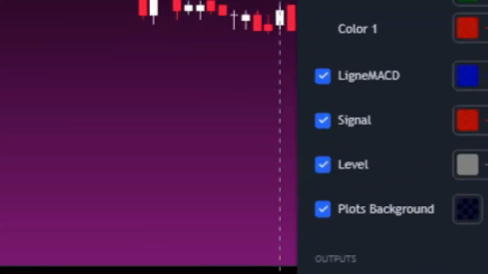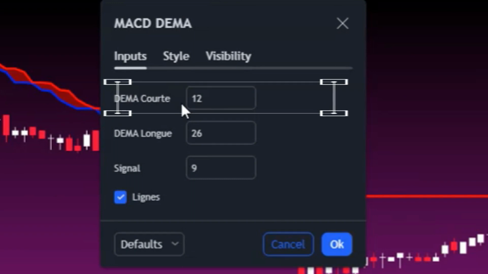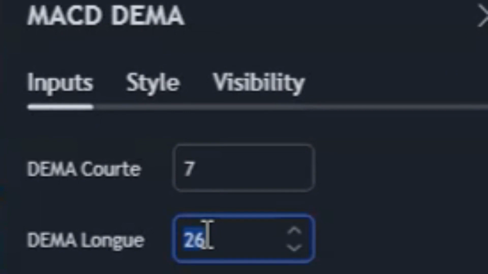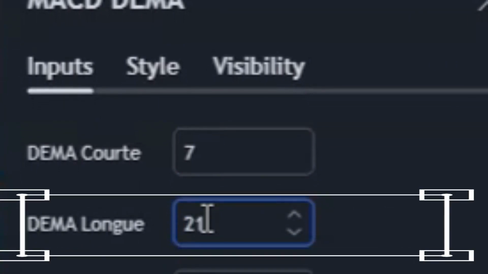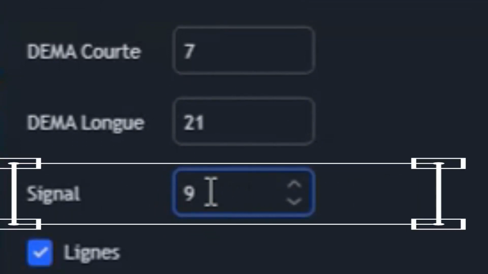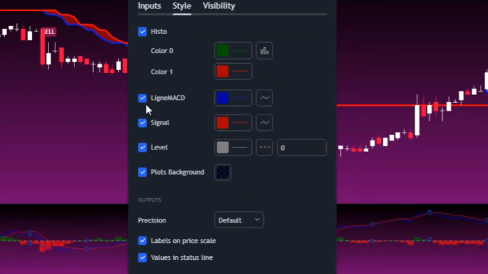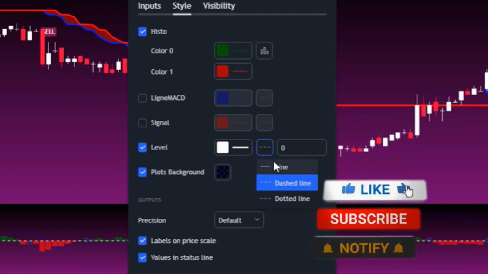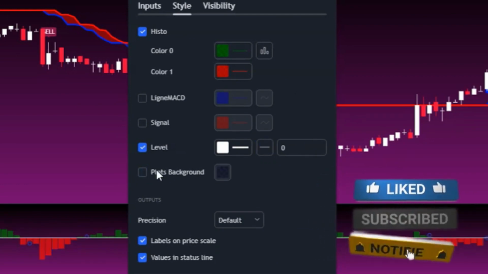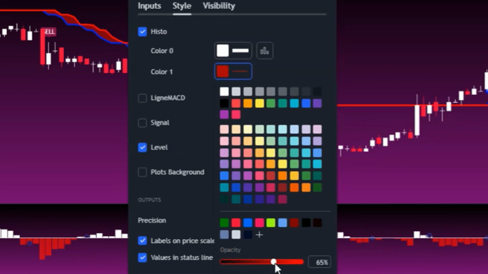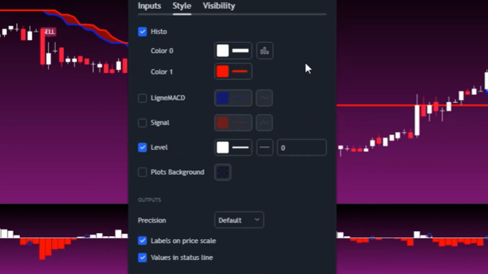So in the indicator settings, change DEMA short to 7, DEMA long to 21, and set the signal to 9. In the style section, we'll need both the histogram and level options, which you can set the colors to your liking. Adding the second indicator alongside the first provides more confidence in the signals, helps filter out weaker ones, and overall improves our edge.